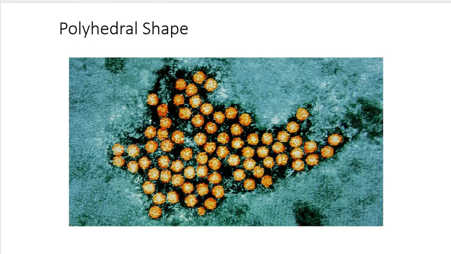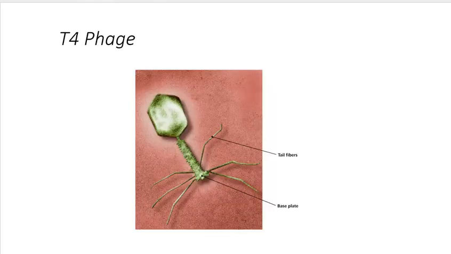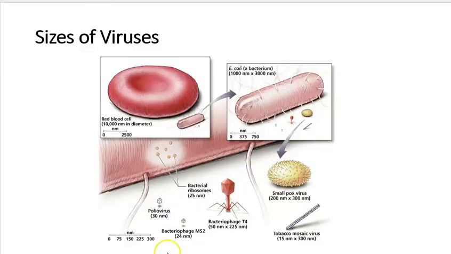Here's a polyhedral. This is a very complex shape. And this guy is a T4 phage. This is a guy that actually attacks bacteria. All right. So when we look at the size of viruses, they're very, very small.